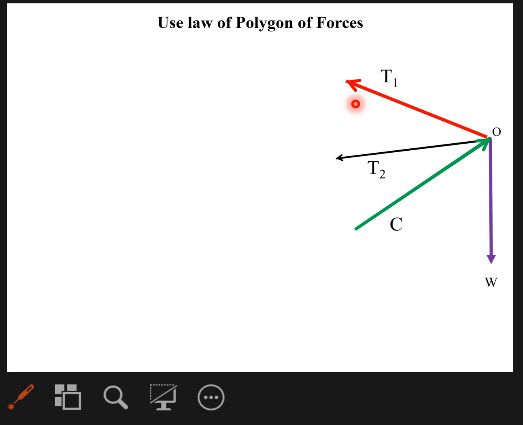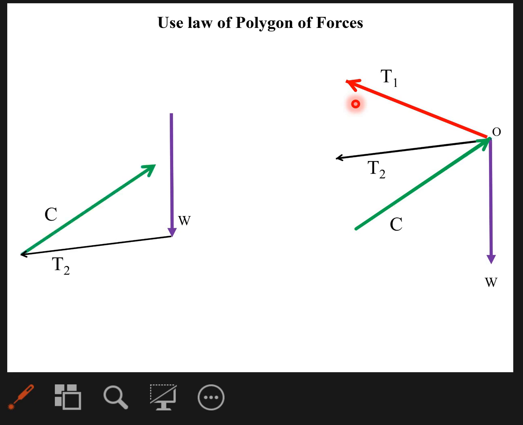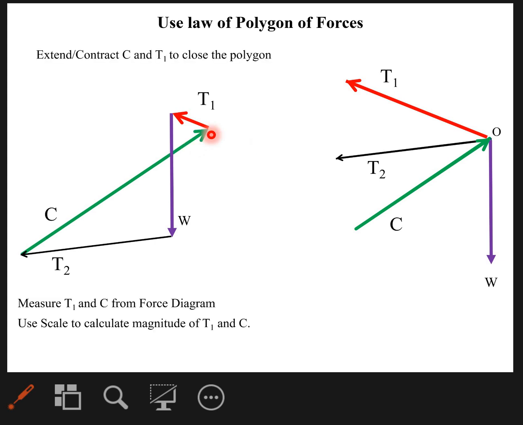Now let's have a look at how a polygon is formed. You have to simply place all the forces using the head to tail rule and form a polygon. Now you must have been observing that why is C not touching T1. C is short, so basically you just extend it a bit and you get a closed loop. This is how the polygon is closed. Now just take a measuring tape or a ruler and measure all these lines. Since you had used units of length, all these values will be in length.